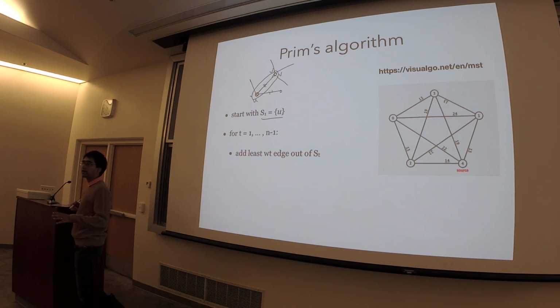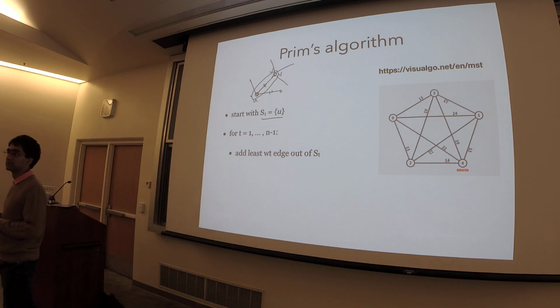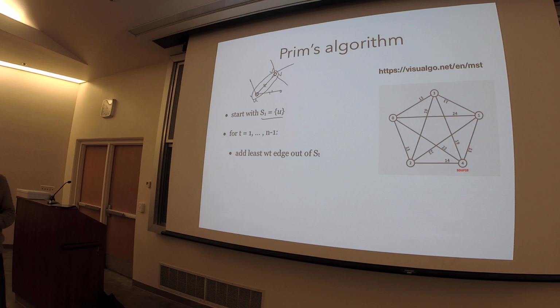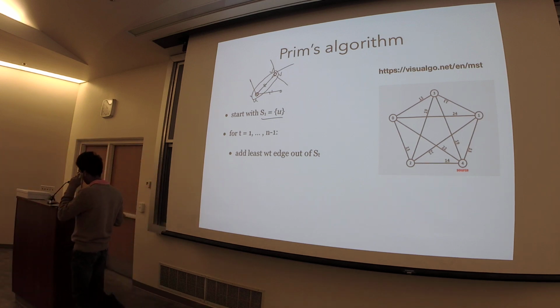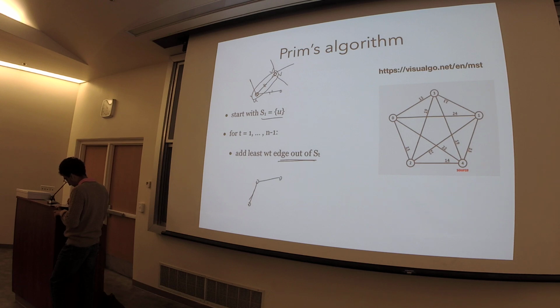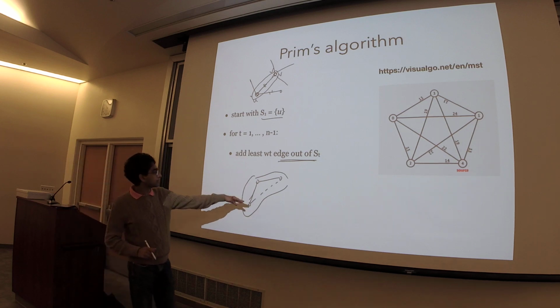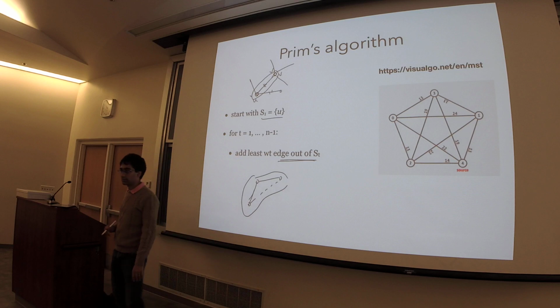Any questions on the algorithm? We did this last time, but the point is that these are edges out of S_t. So if you are at some point where you added these vertices, and there was a low cost edge like this, then this doesn't count. You only look at edges that go out of S_t.